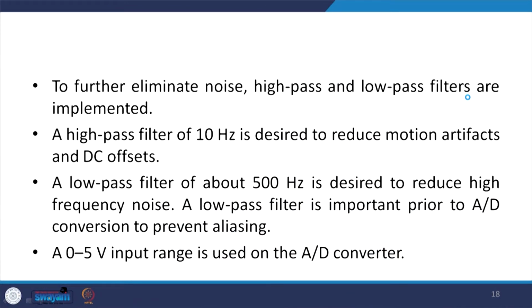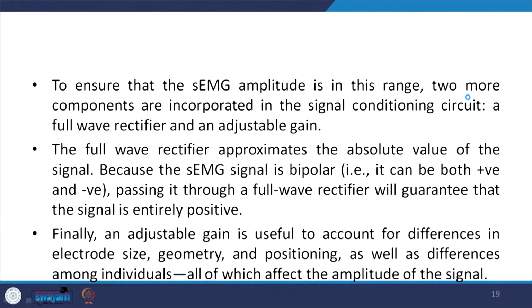Okay. So, a low pass filter is important prior to analog to digital conversion to prevent aliasing. Okay. That is there, and a 0 to 5 volt input range is used on the analog to digital converter. Now, to ensure that SEMG amplitude is in the range, two more components are incorporated in the signal conditioning circuit. These are the full wave rectifier and an adjustable gain.